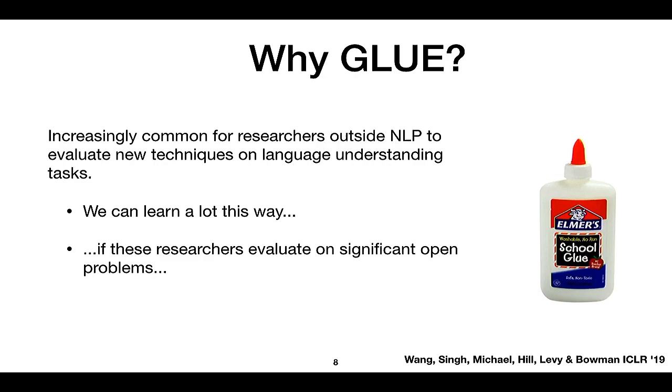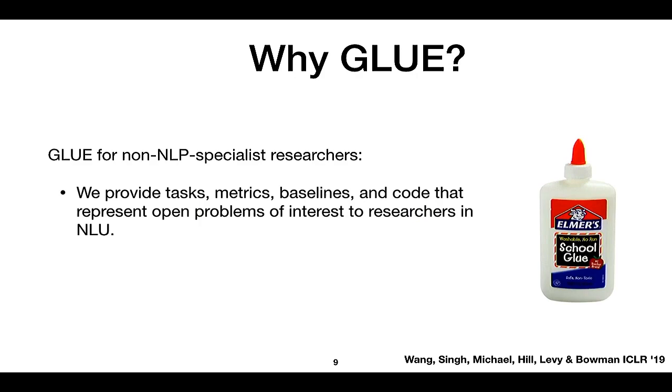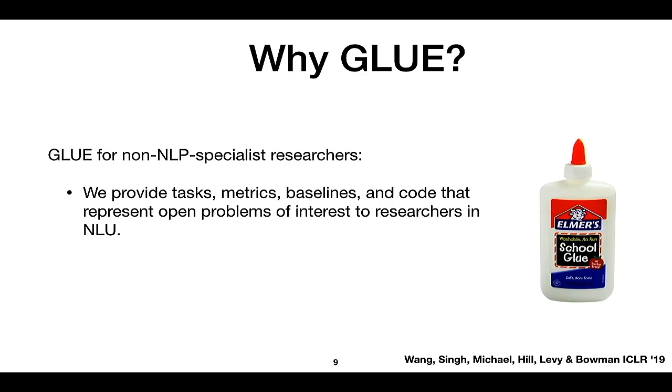We're frustrated seeing papers with very interesting methods that show convincing evaluations on game learning or computer vision, and then the NLP part of the evaluation is on something that feels like it's lost the interest of the field years ago, often for good reasons. So on this view, the goal of GLUE is as a service to expert researchers who are not NLP experts. We want to provide a set of tasks, metrics, baselines, and code that represent open problems of interest to researchers in NLU.